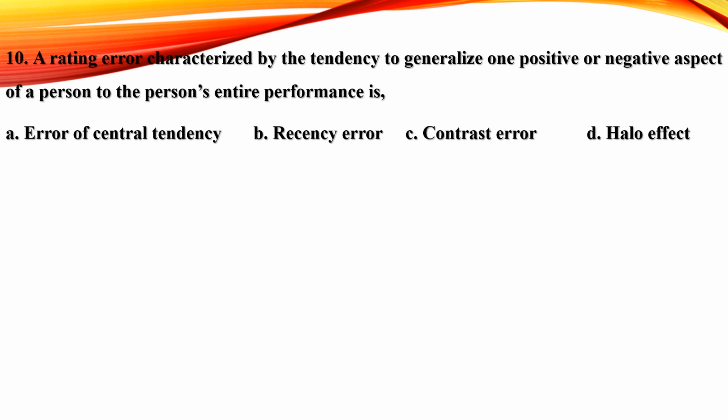Yes, this question is directly associated with human resource management, or HRM. Therefore, in HRM, you know that there is a performance appraisal concept. In that performance appraisal concept, if you generalize your followers by one positive or negative aspect, what type of error can you commit? So, error of central tendency, recency error, contrast error, and halo effect are there. So, the correct answer for this question is halo effect.